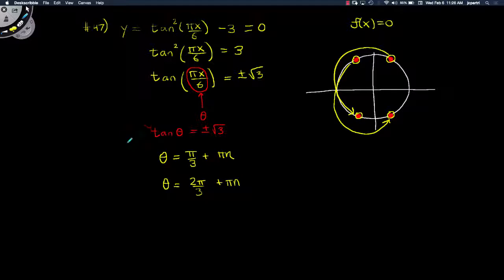But you're not done, because what is theta? So pi x over 6 equals pi over 3 plus pi n. And so you have to divide everything by pi over 6.